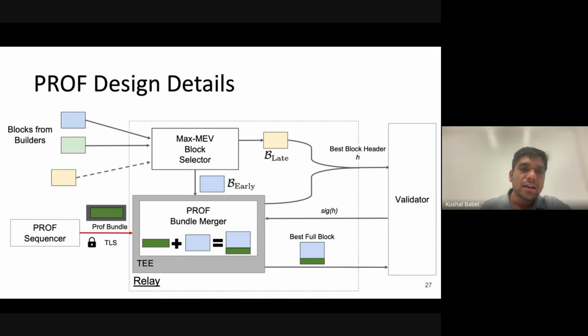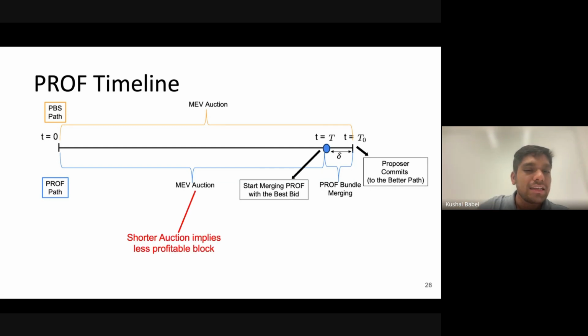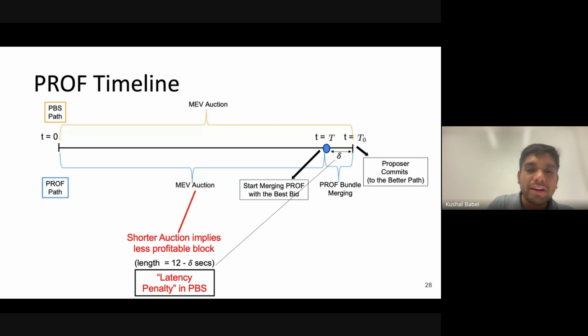Okay. So the timeline for prof looks something like this. There are two paths that the relay follows concurrently. The orange path, which is the vanilla PBS path, and concurrently it also follows a prof path in which you similarly do the auction, but there's a delta latency at the end where you take the time to append the prof bundle to the auction. As a result, you do have a shorter auction, and what that means is the auction, the block to which you are appending the prof bundle in the blue path, that might be slightly less profitable than the orange path. So that's what we call the latency penalty coming from the delta latency of appending the prof transactions.